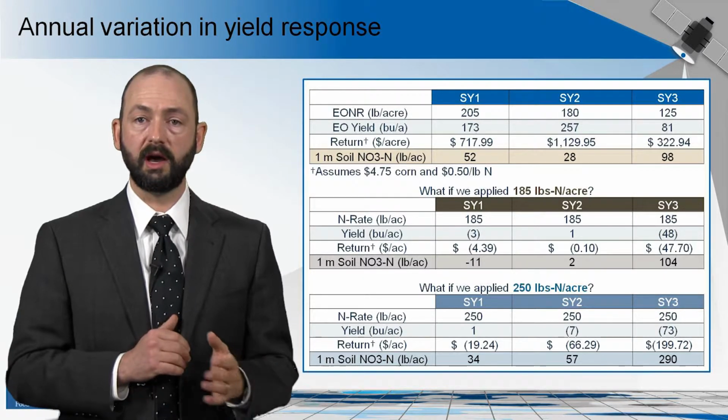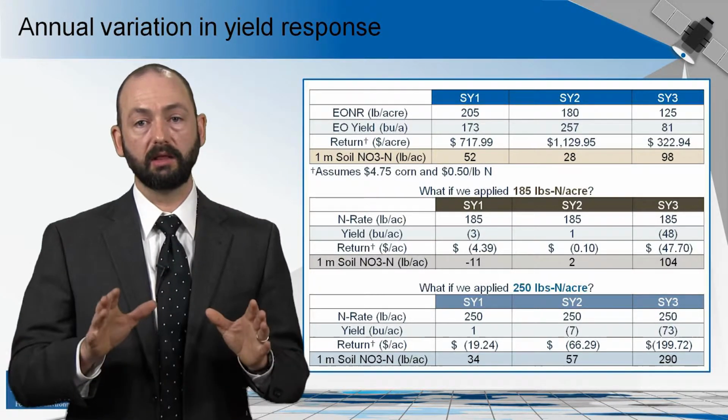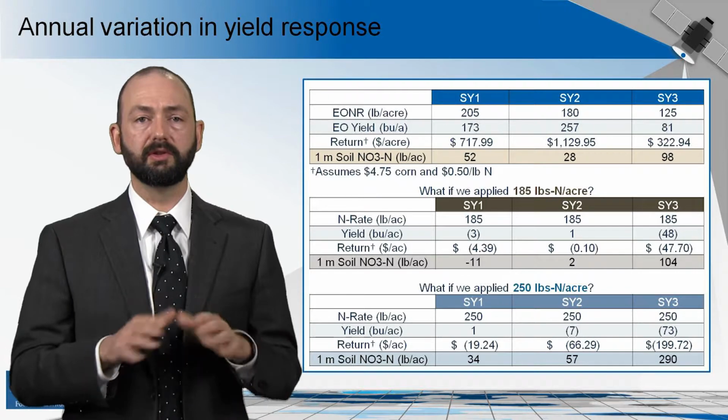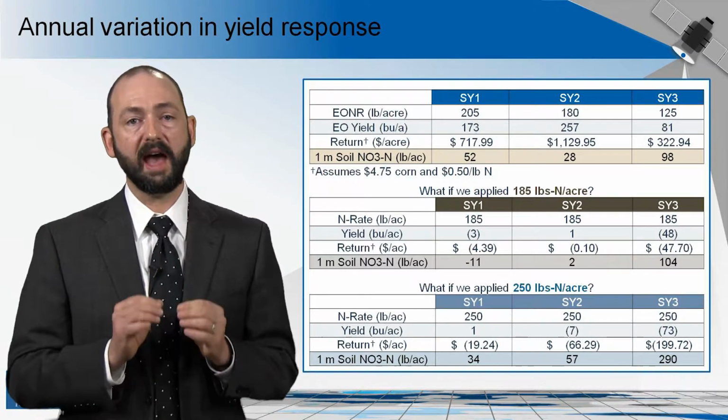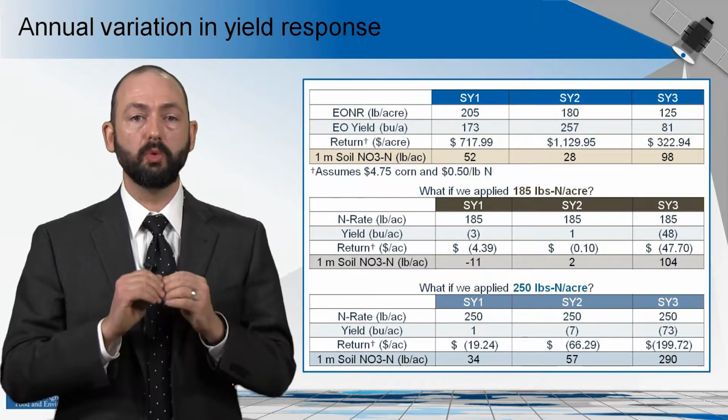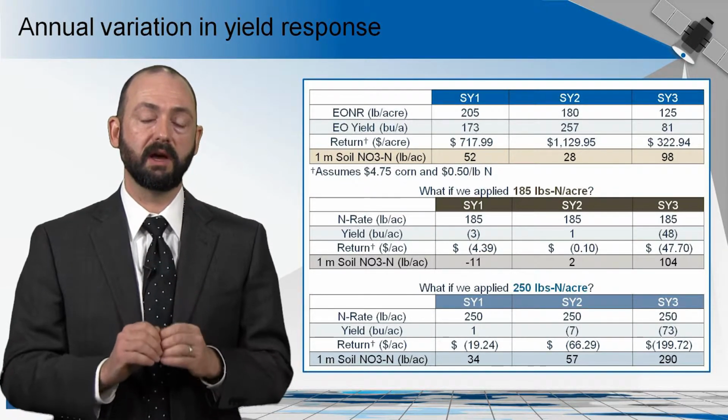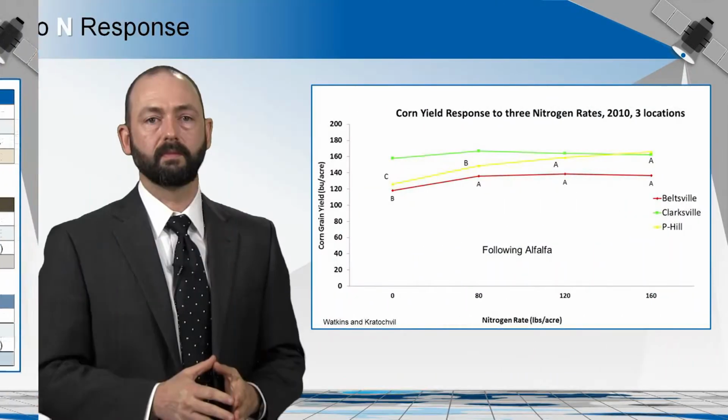We're losing a little bit more nitrogen, but we're losing a lot of nitrogen in that third year. We're even losing nitrogen that mineralized out of the soil, and we're losing a lot of money. So we have to address this temporal variability. We just can't apply the same amount of nitrogen every year.